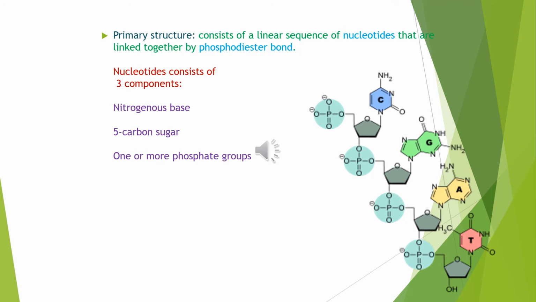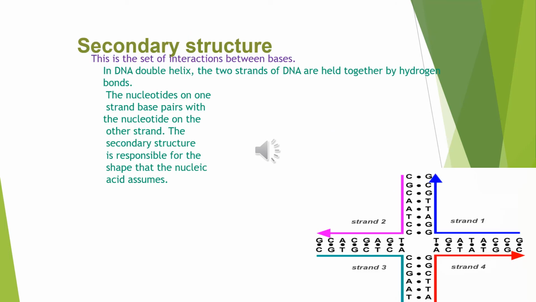Primary structure consists of a linear sequence of nucleotides that are linked together by phosphodiester bonds. The primary structure consists of a linear sequence of nucleotides bound together by the phosphate group. In secondary structure, this is the set of interactions between bases. In DNA double helix, the 2 strands of DNA are held together by hydrogen bonds. The nucleotides on one strand base pair with the nucleotides on the other strand. The secondary structure is responsible for the shape that the nucleic acid assumes.